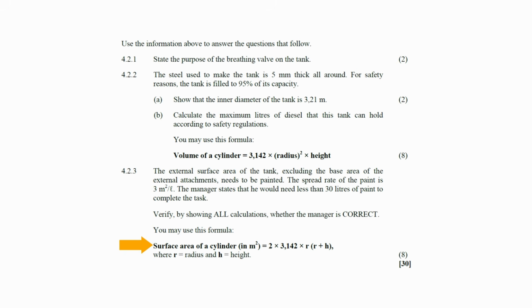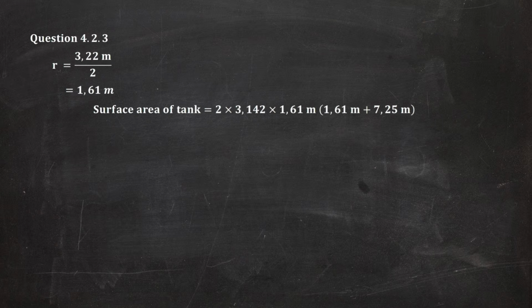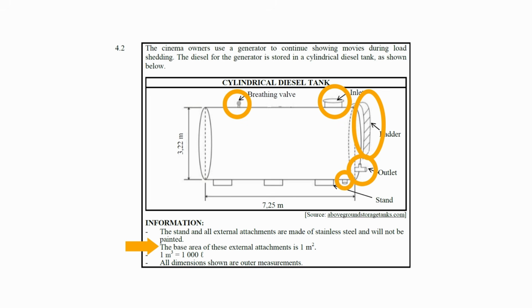Now substituting these values of the radius and height into the formula, you will get the total surface area of the tank, including the surface area covered by the external attachments, equal to 2 times 3,142 times the radius of 1,61 meters, multiplied by the sum of the radius of 1,61 meters plus the height of 7,25 meters. And this equals a total surface area including the area covered by the external attachments of 89,6387464 square meters.